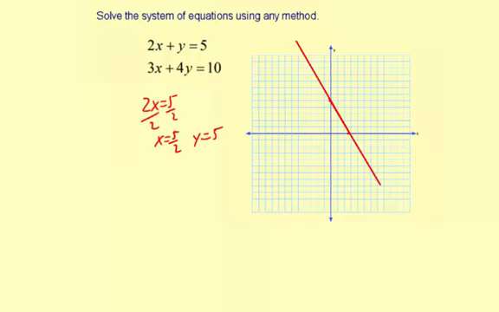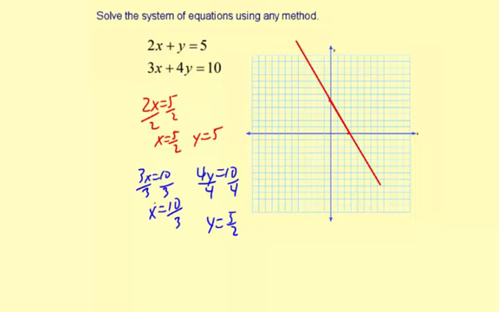Okay, second equation, 3x equals 10 for the x-intercept. Divide by 3. So x equals 10/3. For the y-intercept, 4y equals 10, divide by 4. So y equals 10/4. Reduce that by 2, you get 5/2.